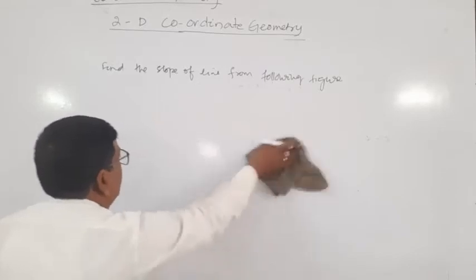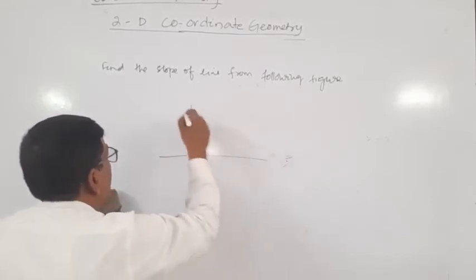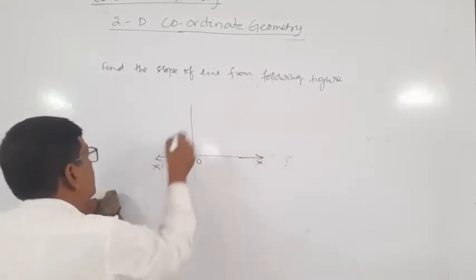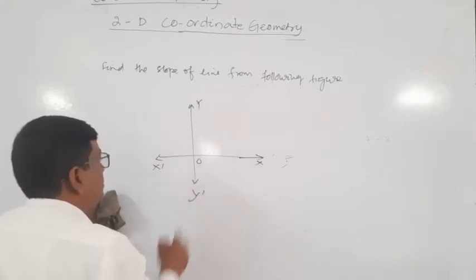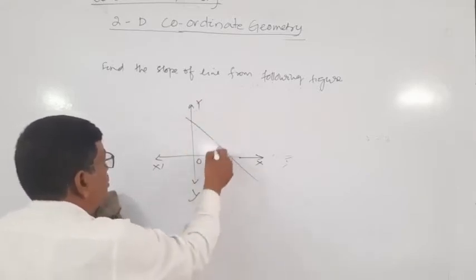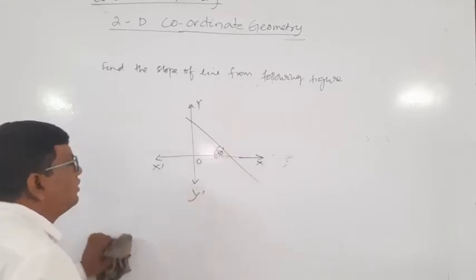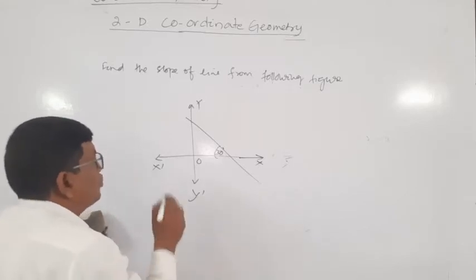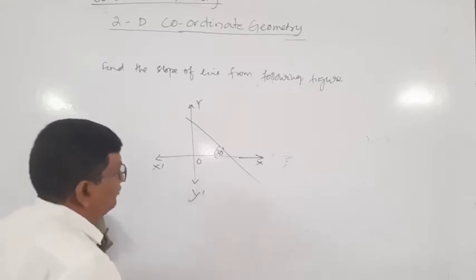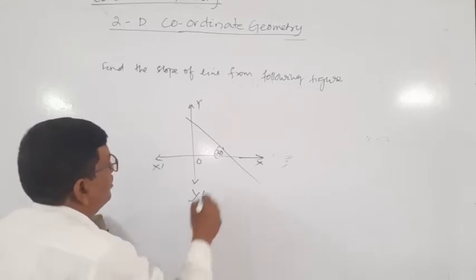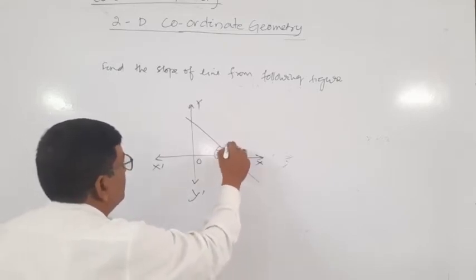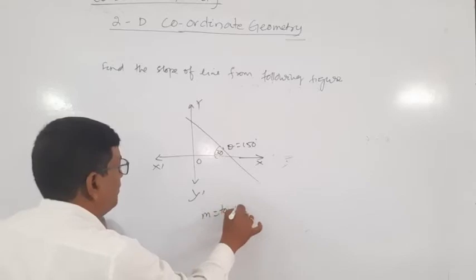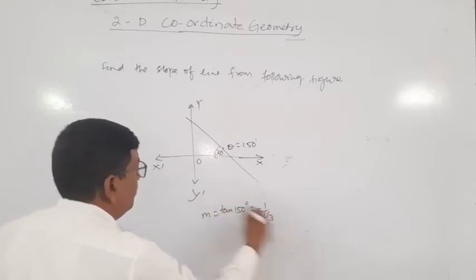Now another question: find the slope of the line from the following figure. Suppose this is X'OX, Y'OY, and this angle is 30 degrees. Then what is the slope? If this is 30 degrees, then this will be 150 degrees. Theta is equal to 150 degrees. So m equals tan 150 degrees, which equals minus 1 by root 3.